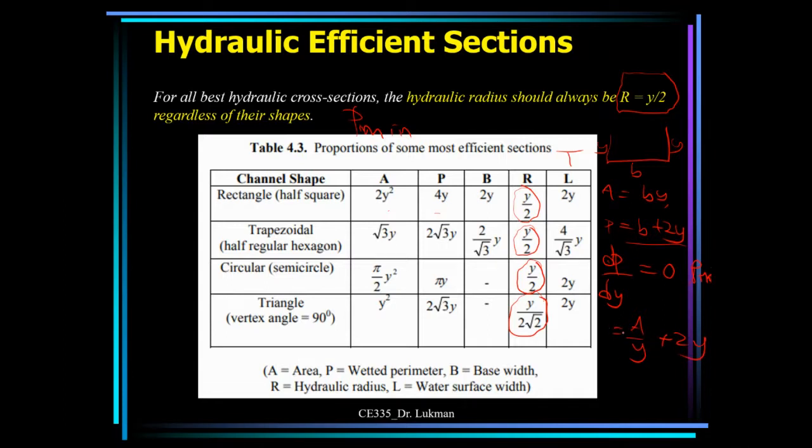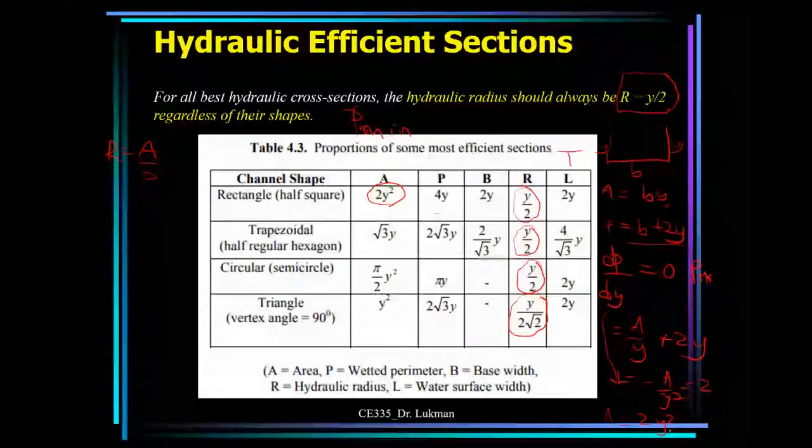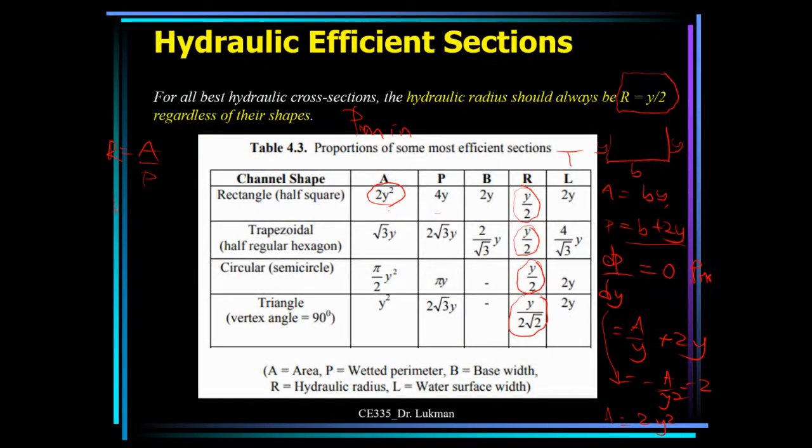And when you differentiate this, dP/dy will be equal to minus A over Y squared plus 2 equals zero, so you will have A equal 2Y squared, which is this one. And when A equals 2Y squared, what is now R? So R is A over P. So the wetted perimeter now, if you substitute, what is your B now? B is A over Y, and A is 2Y squared, over Y. So B is now equal to 2Y.